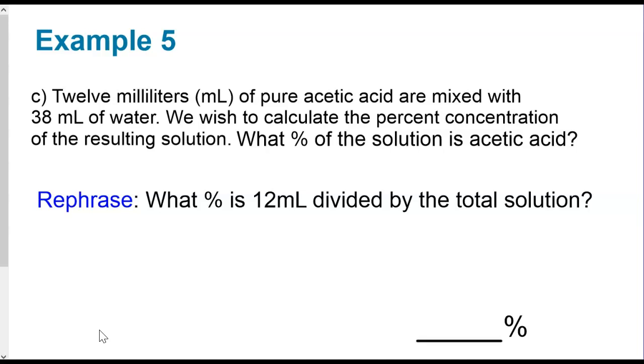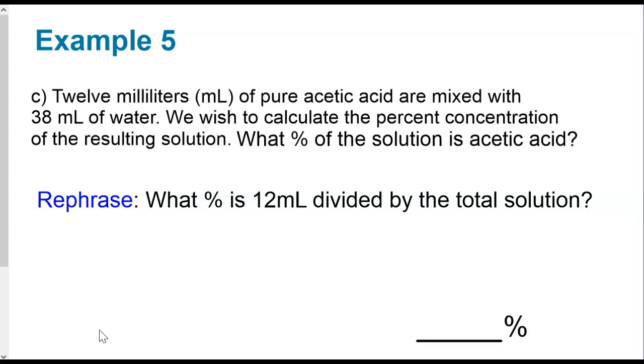I want you to think about this a little bit, and really imagine what they're doing with the beakers. I already have the rephrase on there, so hopefully it'll give you a little bit of a hint of how to solve this problem. But go ahead and pause your video, look at it, and try to figure this one out.